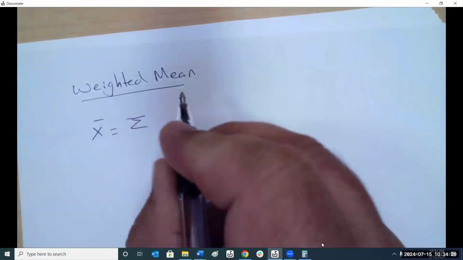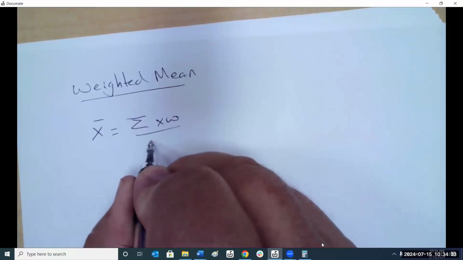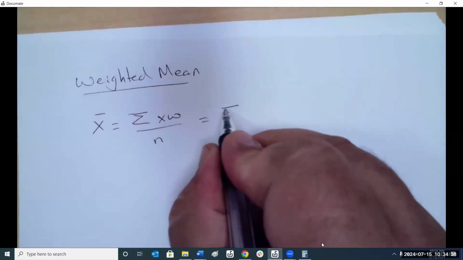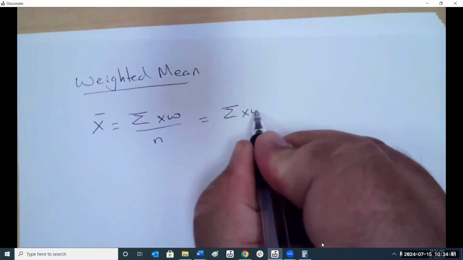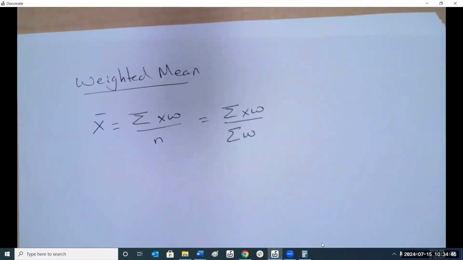So what we're looking for here now is the weighted mean. The weighted mean is x bar equals the sum of x times the weight over n, or the sum of x times the weight divided by all the weights.